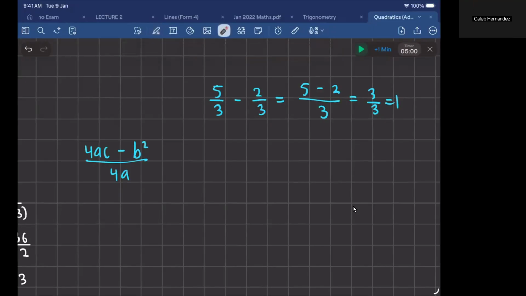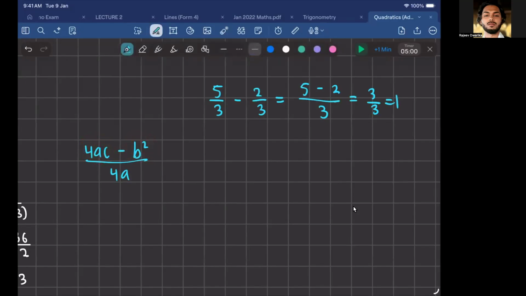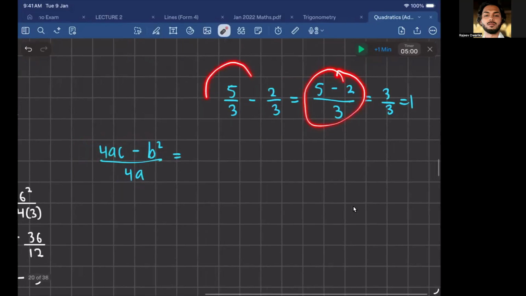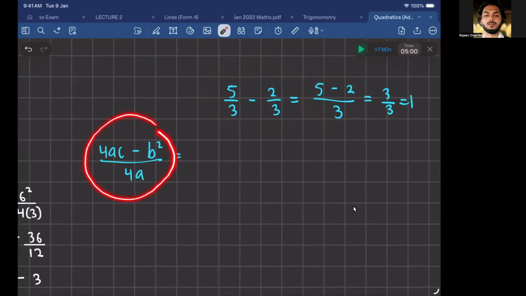Check this. If you notice over here, we have 2 terms on top, being split over 4A. So how could I split that up? I would like you to look at this example here, and I want you to think in reverse. I could take 5 minus 2 over 3 and convert it to 5 over 3 minus 2 over 3. So is there another way I could write that?